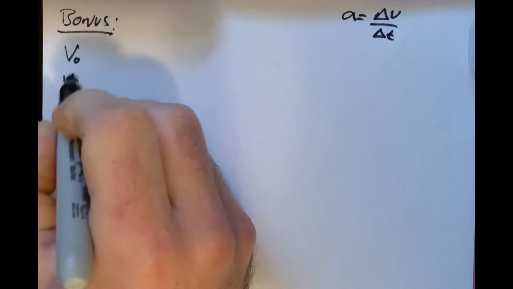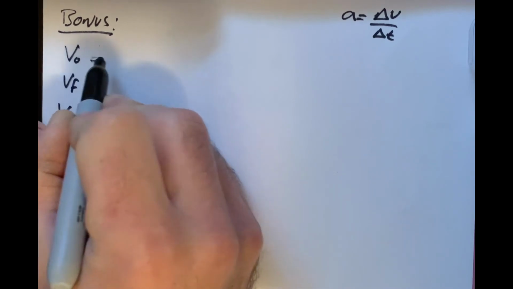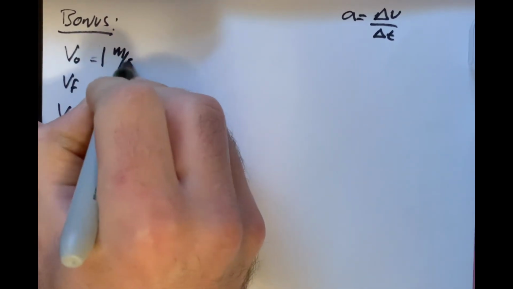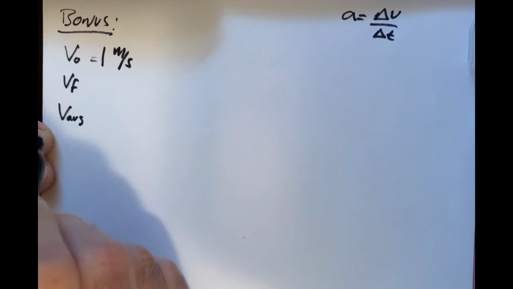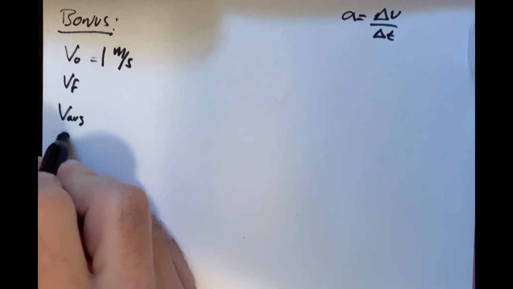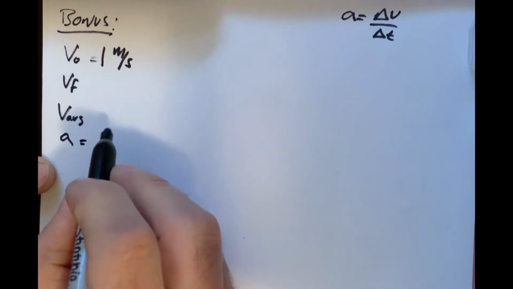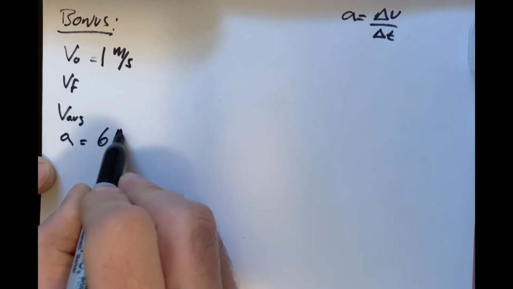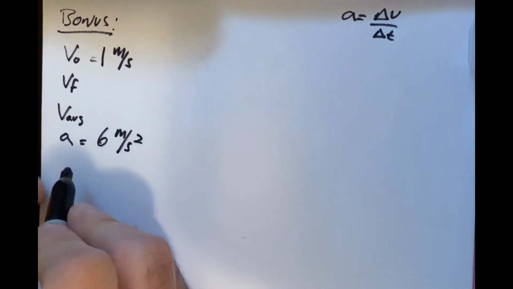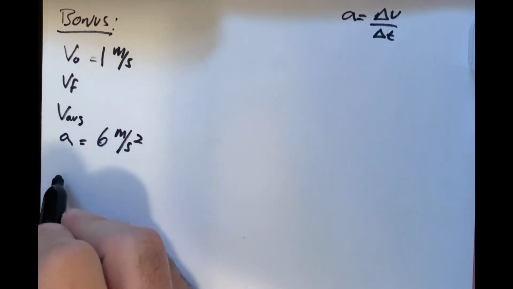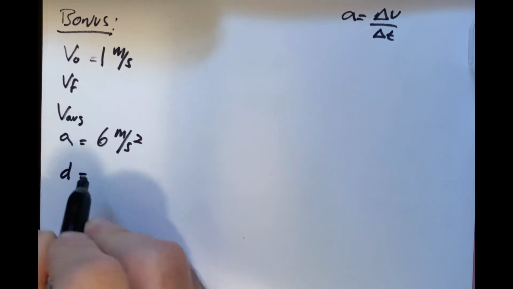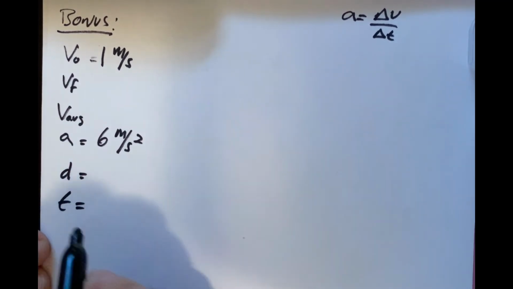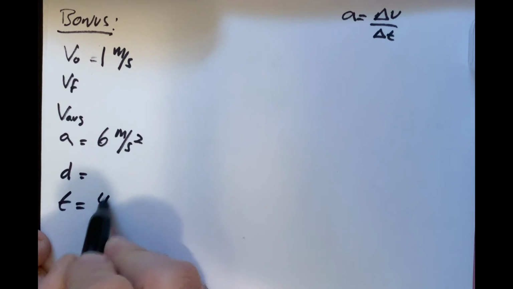So, do I have the initial velocity? I do. That is going to be 1 meter per second. I don't have final velocity. I don't have average velocity. Do I have acceleration? I do. That's going to be 6 meters per second squared. Do I have the distance? I do not. How about time? I do have time. Time is equal to 4 seconds.